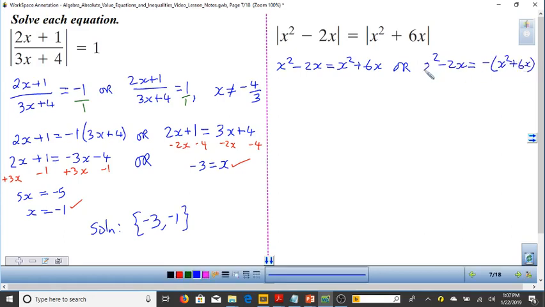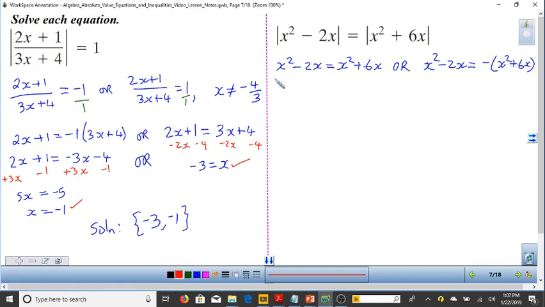If two real numbers have the same absolute value, that means they're the same number, or one is the negative of the other. So that's what we did. Either x squared minus 2x is equal to x squared plus 6, or x squared minus 2x is the negative of x squared plus 6. And then we just solve.